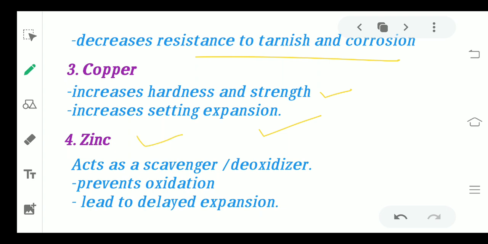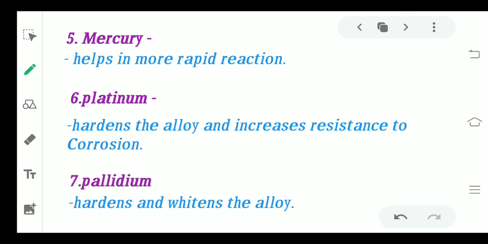Now the next element we are talking about is zinc. Zinc basically acts as a scavenger or a deoxidizer, either of those two terms can be said. Now the words scavenger and deoxidizer both have the same meaning, that is they prevent oxidation. They do not let the material oxidize easily. Another thing, it leads to delayed expansion, which is a complication of amalgam restoration, which we will be discussing in part 2.